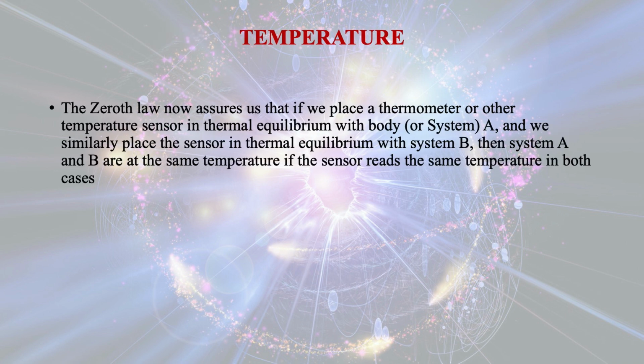The zeroth law now assures us that if we place a thermometer or other temperature sensor in thermal equilibrium with a body or system A, and we similarly place the sensor in thermal equilibrium with system B, then systems A and B are at the same temperature if the sensor reads the same temperature in both cases.